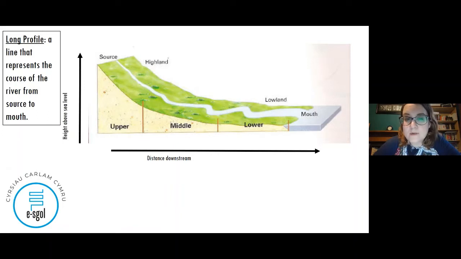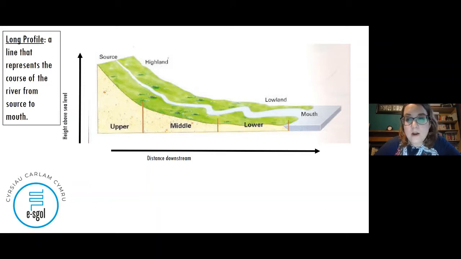In the upper course, there is a steep gradient, and we are in what we would call a small stream stage. As we move downstream to the middle course of the river, it becomes less steep, and the gradient is gradually decreasing. Finally, in the lower course of our river, we see gentle slopes, and it becomes a lot more flat as we reach the mouth of our river. So as we can see, as we move further downstream, the height above sea level decreases.